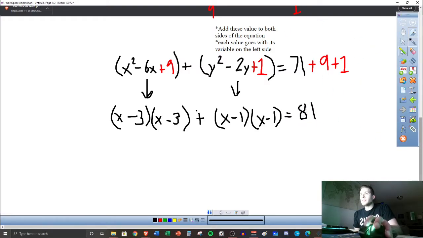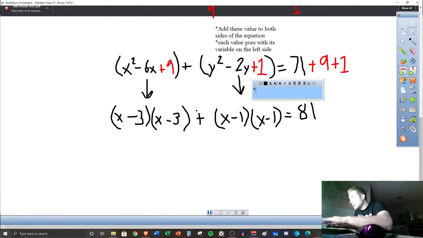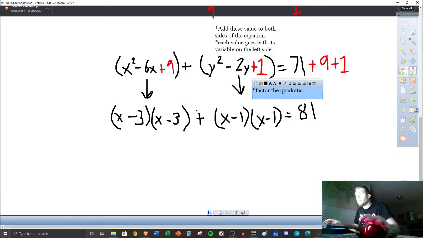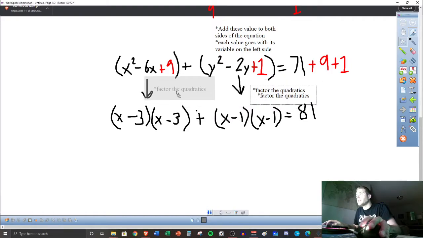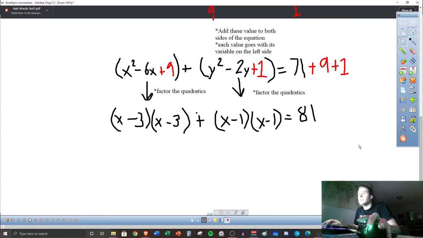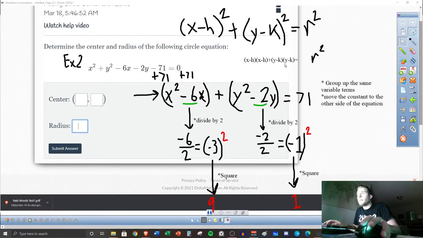Now what you're going to notice is, and let me write a step here. So this step is factor the quadratic. One of our factoring methods. There we go. So we're definitely getting our algebra back out here. And you'll notice we're now in that form that I wanted right here. Right? We're in this format.